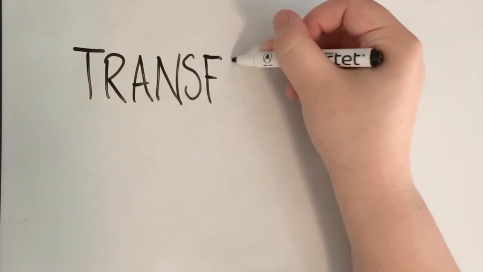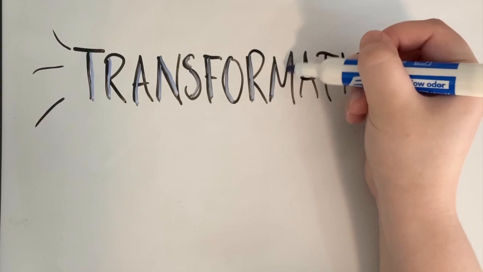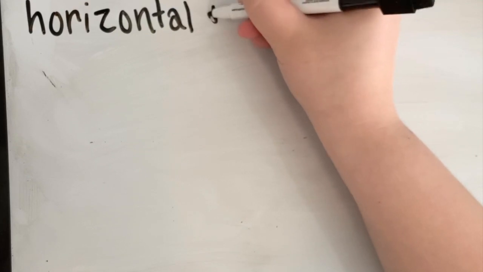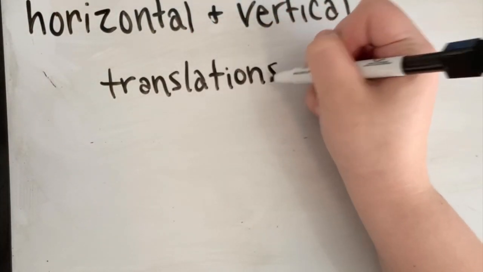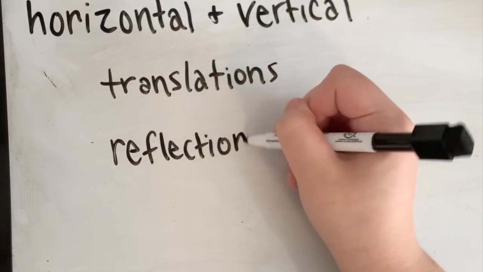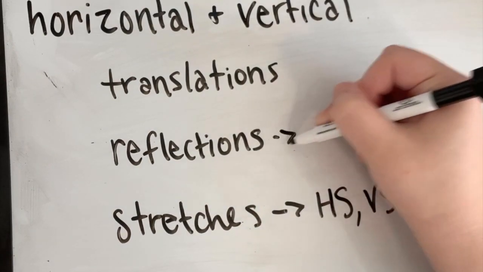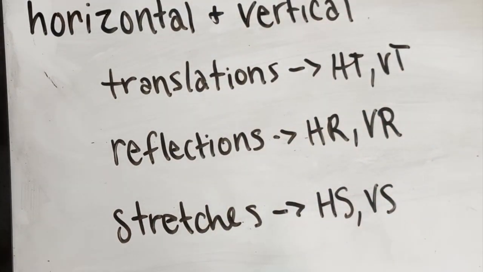Okay, so today I'm going to talk about transformations and just show some examples and explain it first of all. So I'm going to talk about three main types of transformations. First of all, there are translations, reflections, and stretches. And for each of them, there's a vertical and horizontal. So there's horizontal stretch, horizontal reflection, and horizontal translation, and vertical translation.